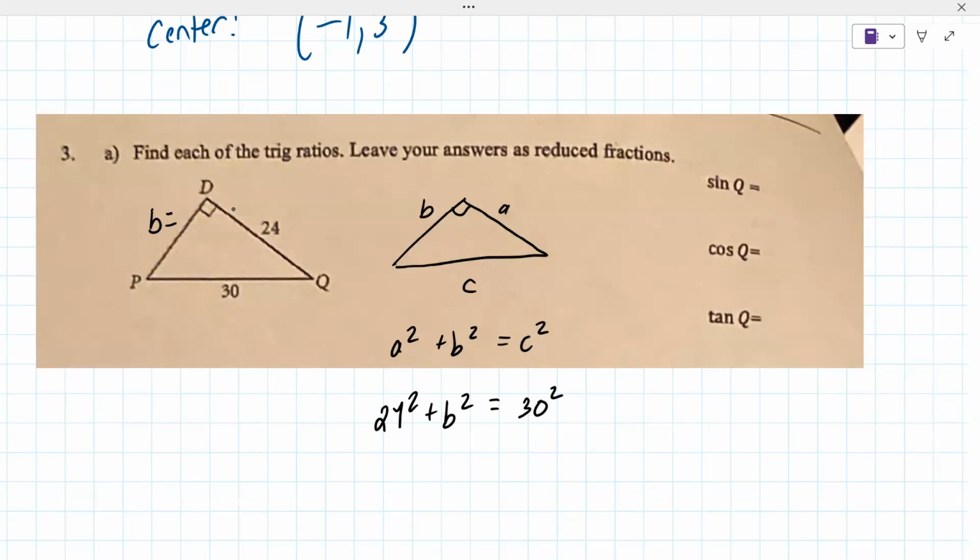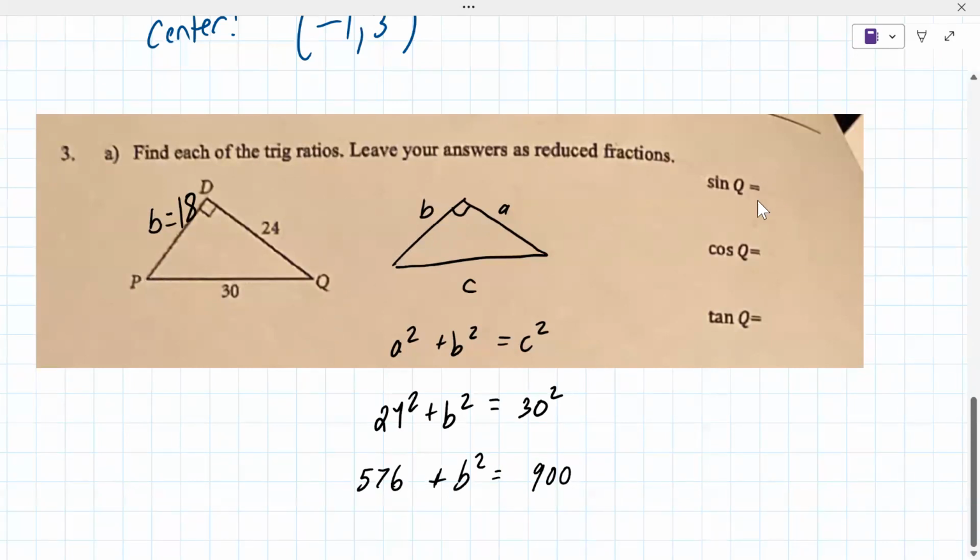I got B squared equals 424, and then if I square root 424... should be 324. Let me look at my math. Yeah, that part's simple math. So the square root of 324 is 18. So then B equals 18. Good, good. Okay, and this is great.